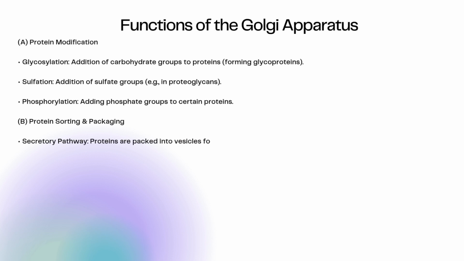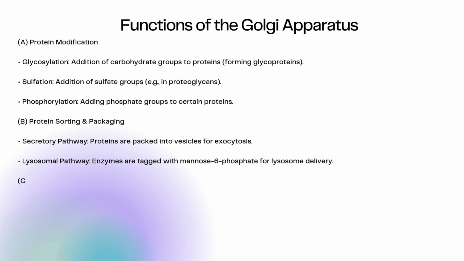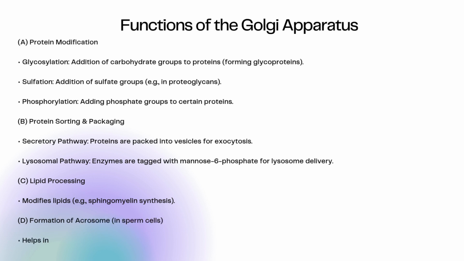Second, it sorts and packages proteins. Proteins destined to be secreted follow the secretory pathway, while others, like digestive enzymes, are tagged with mannose 6-phosphate for delivery to the lysosomes. The Golgi also processes lipids, such as synthesizing sphingomyelin, and in male gametes it plays a critical role in forming the acrosome, a cap-like structure essential for fertilization.